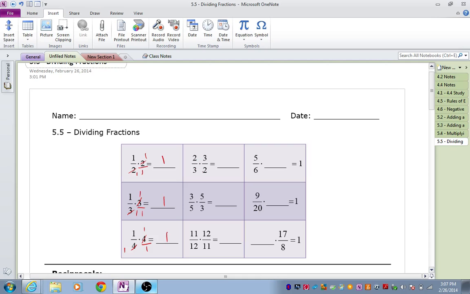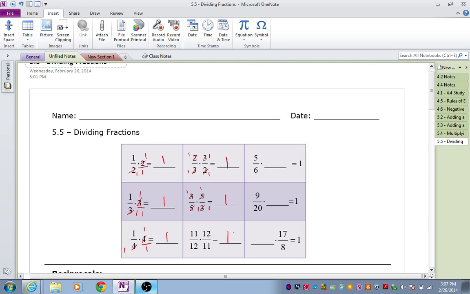2/3 times 3 over 2. We can divide out the 3. We can divide out the 2. We get 1. 3, 3, 5, 5. We get 1. Over here, same thing. We get 1.